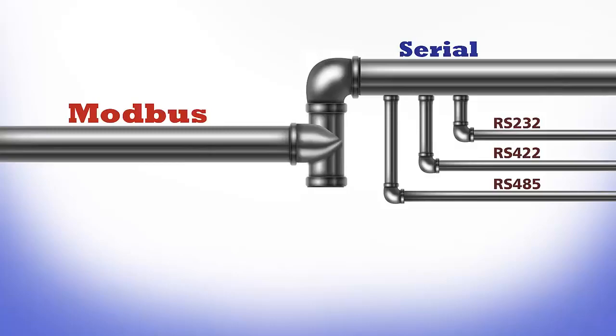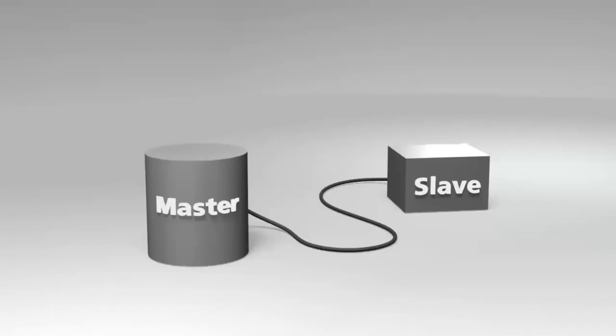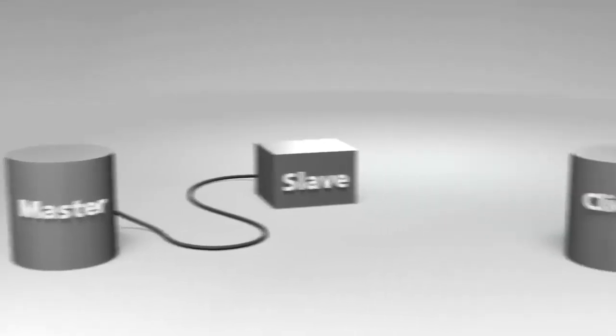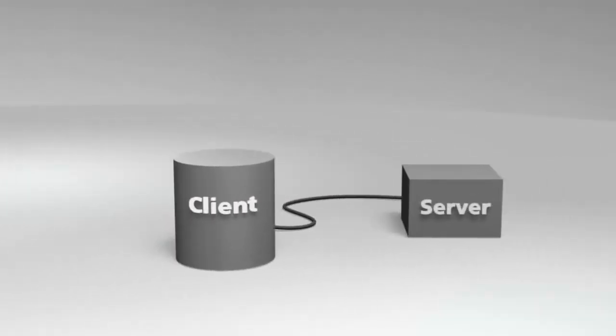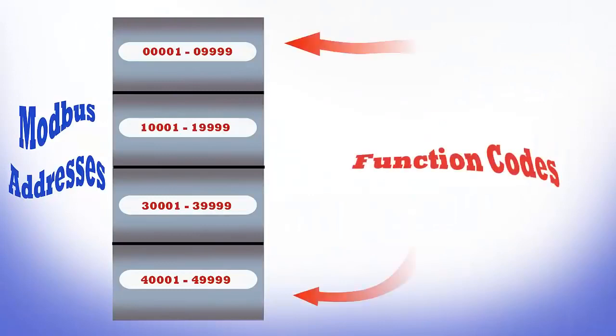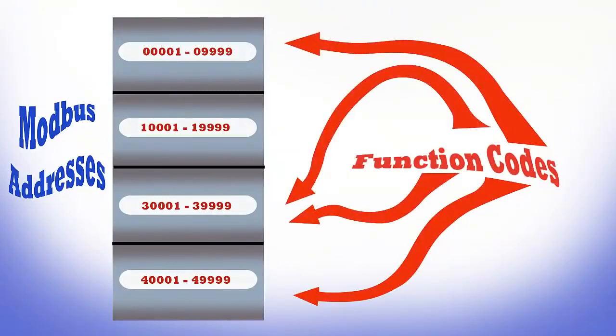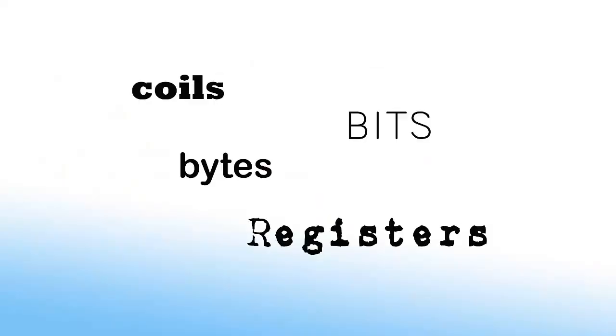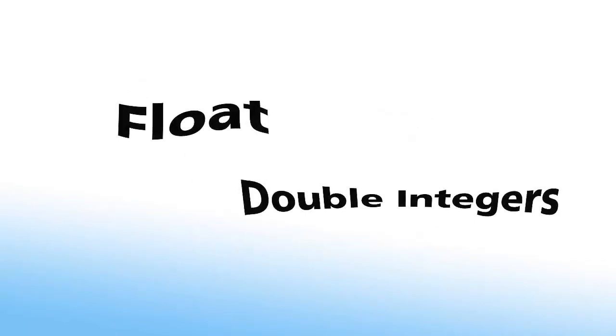Next, we'll cover the dynamics of Modbus as a master and slave network over serial and as a client and server over Ethernet. We'll delve into Modbus data addressing and the associated function codes, and break down coils, bits, bytes, and registers. We'll also talk about float and double integer values and how they're handled by Modbus.